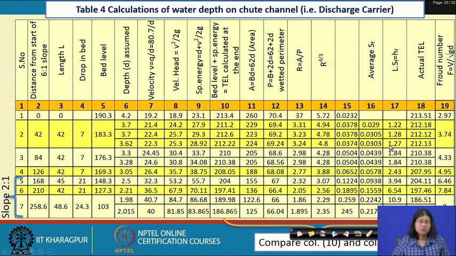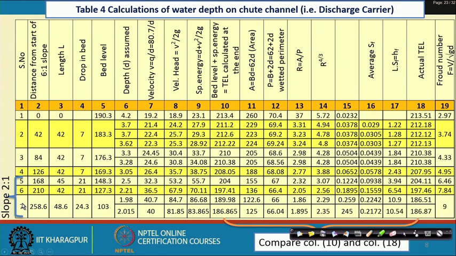Like this, we have to construct a table where the calculation of water depth of the chute channel or the discharge carrier is to be solved. This is for a slope of 2:1, and again we calculate using our assumed value. In column 18 is the actual tail level. We compare the value at column 10 versus column 18. In the next slide we explain this.